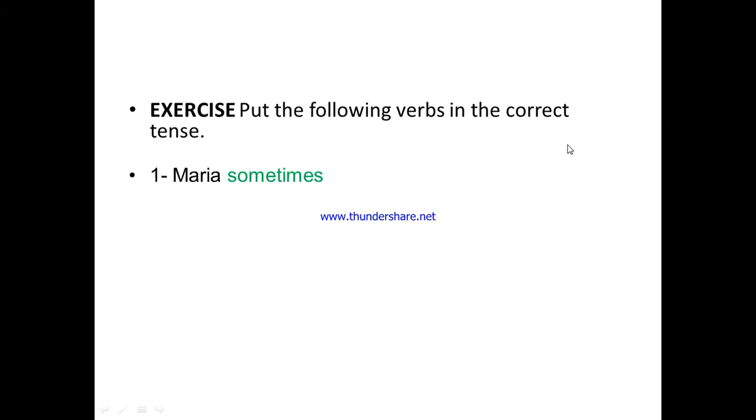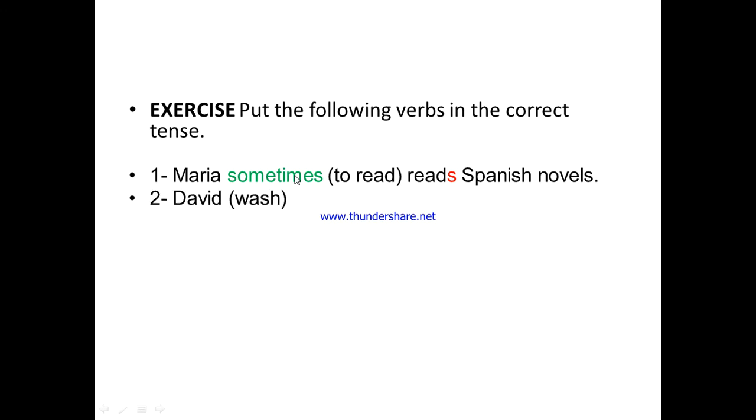So for the exercise number 1: Maria sometimes reads Spanish novels. لماذا أضفنا s هنا؟ لأن عندنا Maria, she. Maria sometimes. ولماذا استعملنا the present simple؟ لأن عندنا عبارة sometimes. بالنسبة للمثال الثاني, for the second example: David wash the family car on Sundays.